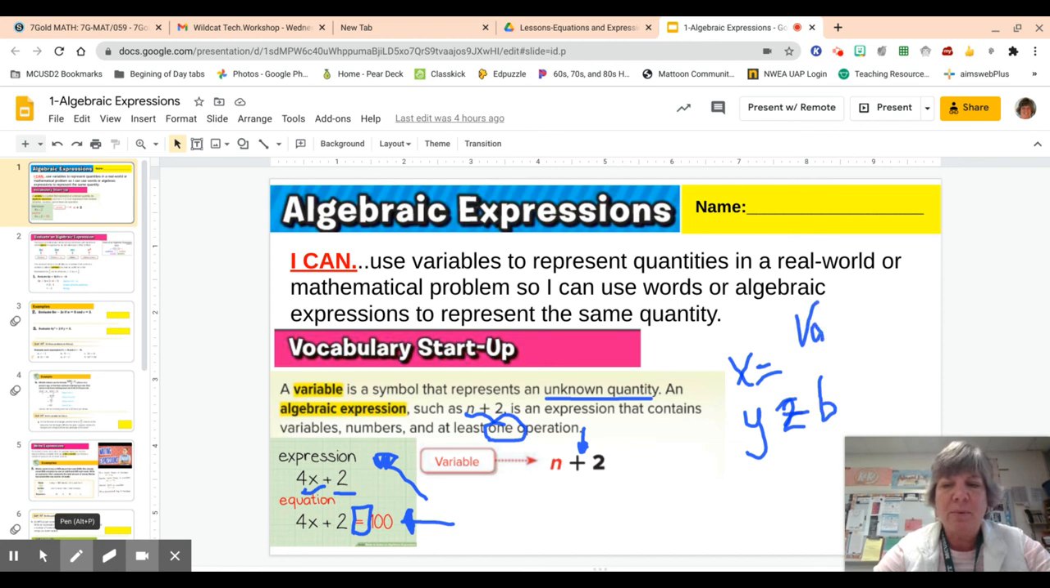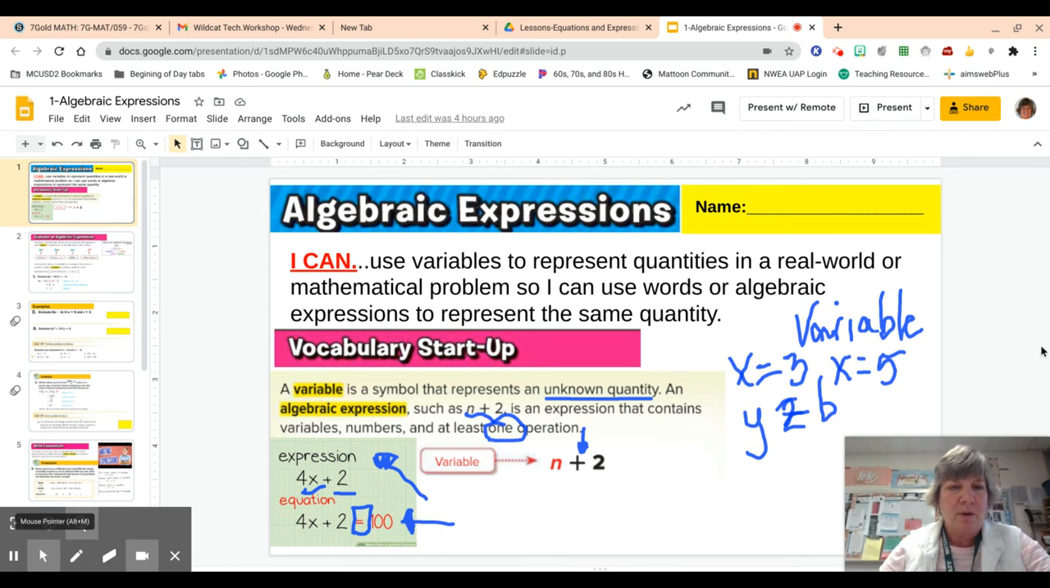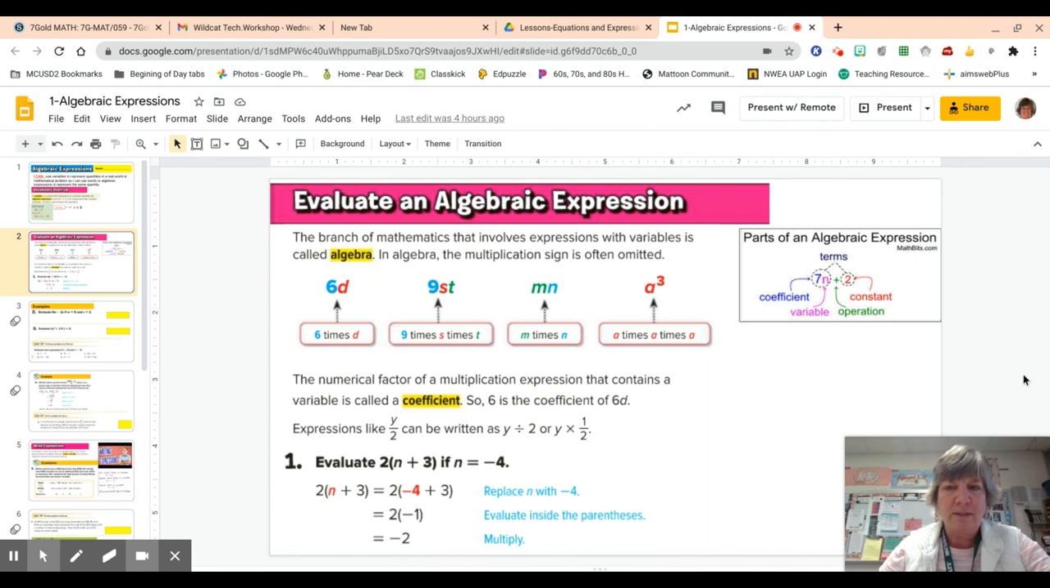The word variable means to vary. So a variable varies from expression to expression. So x in one expression might mean 3, but in another, x might be 5 or 9 or 3 million. All right, so what am I going to do with these?